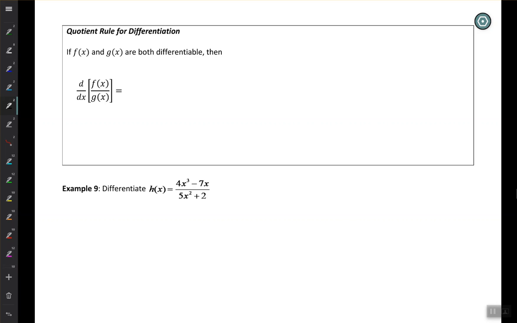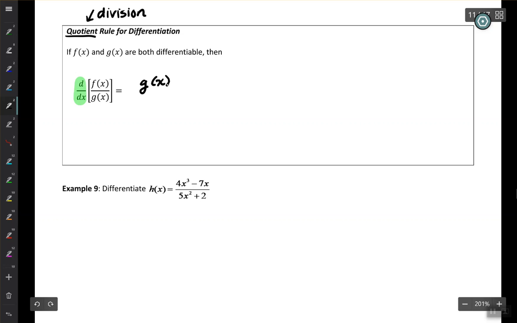So, quotient rule for differentiation. If f and g are both differentiable, if their derivatives exist, then how do I find the derivative of f divided by g? Quotient means division. Okay, so it's a surprising formula. Let's write it down and then figure out how to remember it.